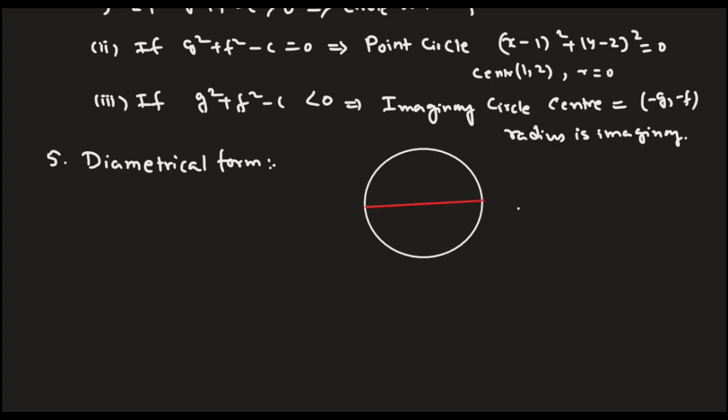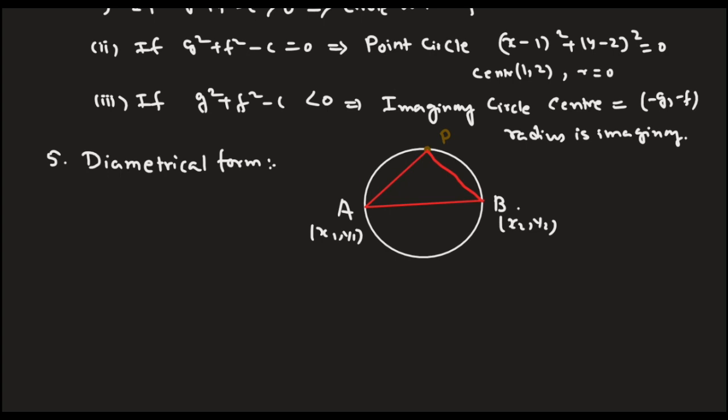Suppose this is the diameter and the 2 ends are given. One is A, the other is B. The coordinate of A is x1, y1, and the coordinate of B is x2, y2. Here we take any arbitrary point P, so that I join P with A like this, and I join P with B like this.